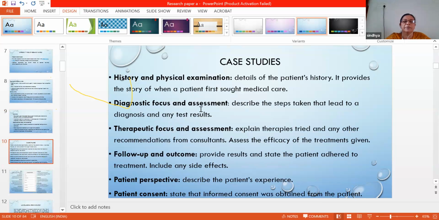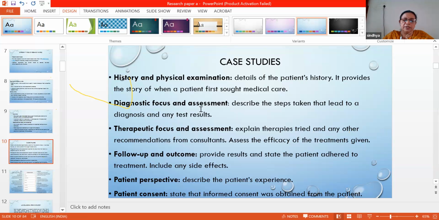So when we prepare case studies, we can focus on these areas, because when we discuss a clinical case, we can report about the history and physical examination. So the results can be with respect to these headings: history and physical examination, diagnostic focus, therapeutic focus, follow-up and outcome, and patient's experience, how the patient is experiencing his or her own activities regarding the treatment, or her problems, or whatever experience the patient is receiving. That can also be reported as our result.